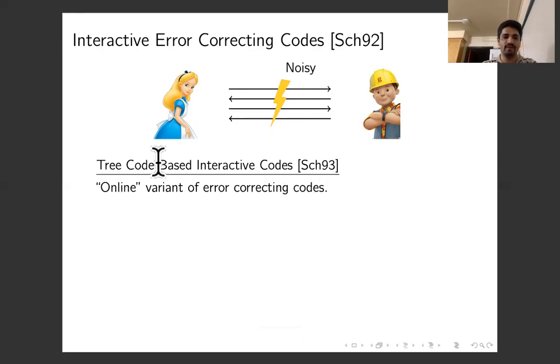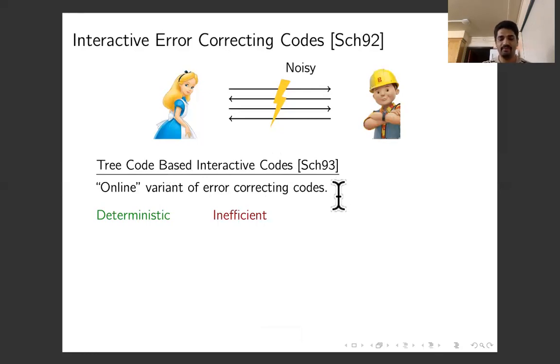This variant is called tree codes, defined first in '93. And tree codes imply interactive codes by the same argument as before. Now, the thing with tree codes is that they are deterministic, which is nice, but all tree codes that have a constant rate are inefficient. We do not have, to date, any efficient construction of a deterministic tree code with constant rate. And therefore, all the interactive codes constructed on such tree codes are also inefficient. Okay, this is the first paradigm.